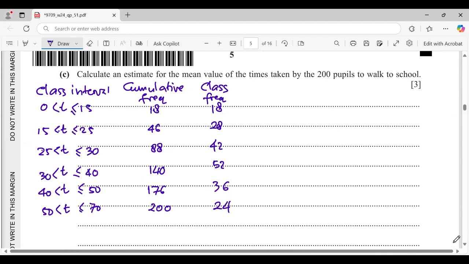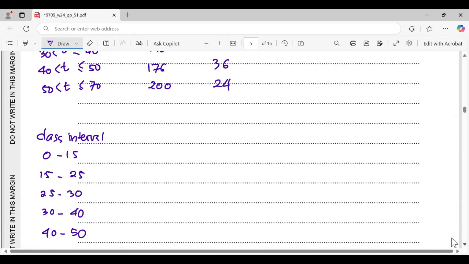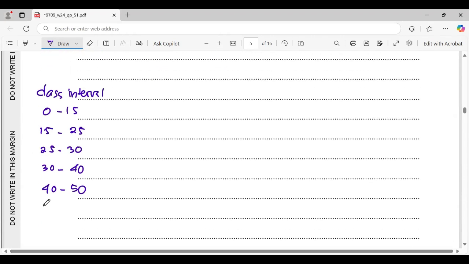Okay. And after that, based on this table, I would like to create a new table, also to calculate the midpoints and the products. The new table plus interval: 0 to 15, 15 to 25, 25 to 30, 30 to 40, 40 to 50, and 50 to 70.